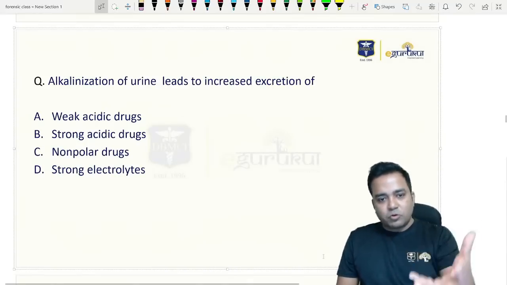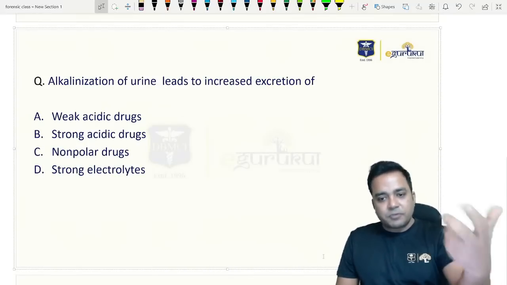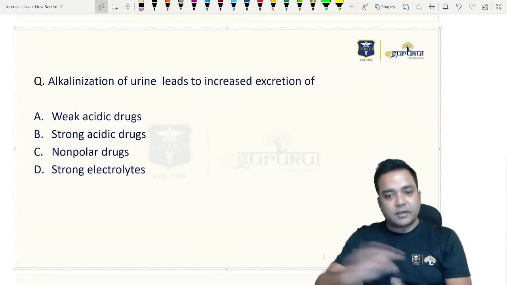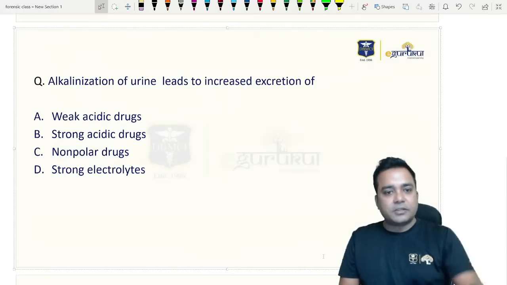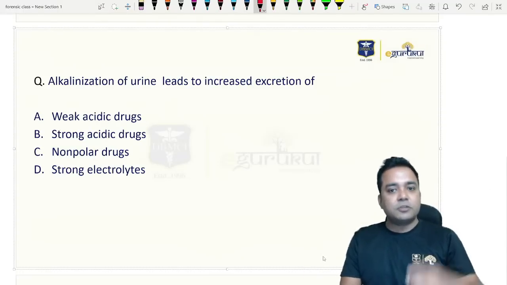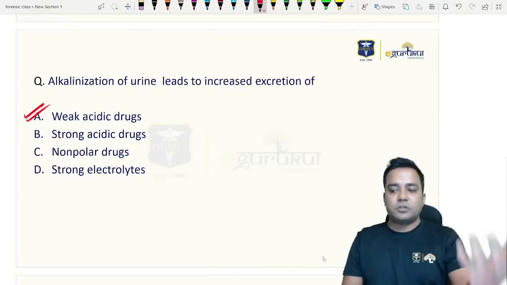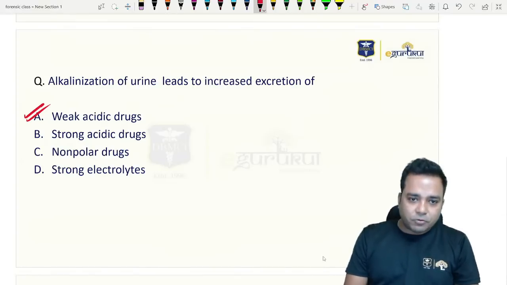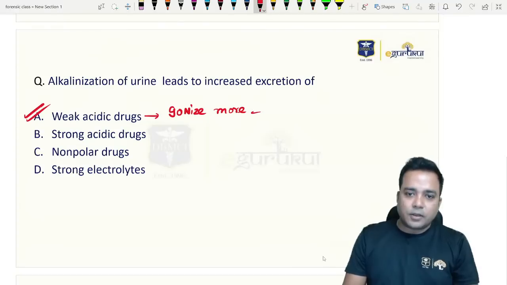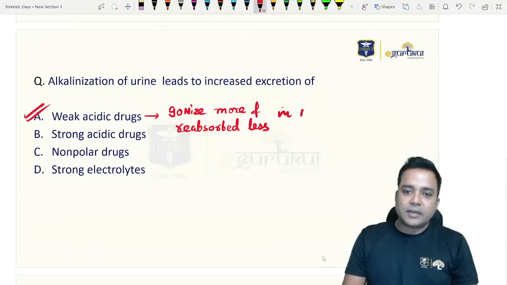Now, this was more correlated with pharma, and this we cover in our general toxicology, management aspect of toxicology in general. There I cover this topic, that alkalinization of urine leads to increased excretion of weak acidic drugs, which will be the best answer of choice. Why? Because we know that weak acidic drugs ionize more and are reabsorbed less. In which medium? Alkaline medium. This fact we know now. In alkaline medium.